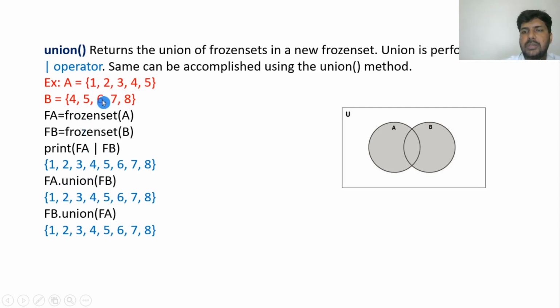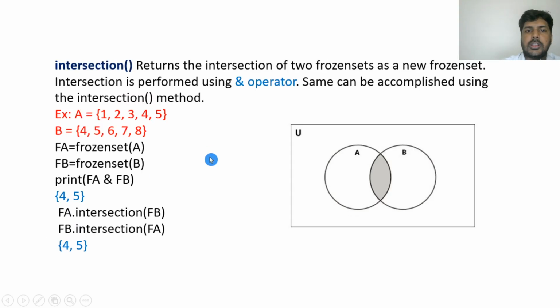As we said, it will not accept the duplicate values, so it will print 1 2 3 4 5 6 only one time, 7 8. Okay, in the same way, intersection: what will it do? It will join the two values, and sorry, it will take only common values.